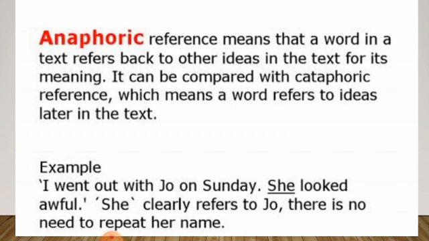I went out with Joe. So Joe is the antecedent. She looked awful. This she clearly refers to Joe. There is no need to repeat her name. For example, Alia is a good girl. She obeys her parents. Now this she is used for Alia. No need to repeat, so they agree with each other. Alia is an antecedent and she is the pronoun. And this is the anaphoric reference. Anaphoric refers back to the ideas. This she refers back to Joe.